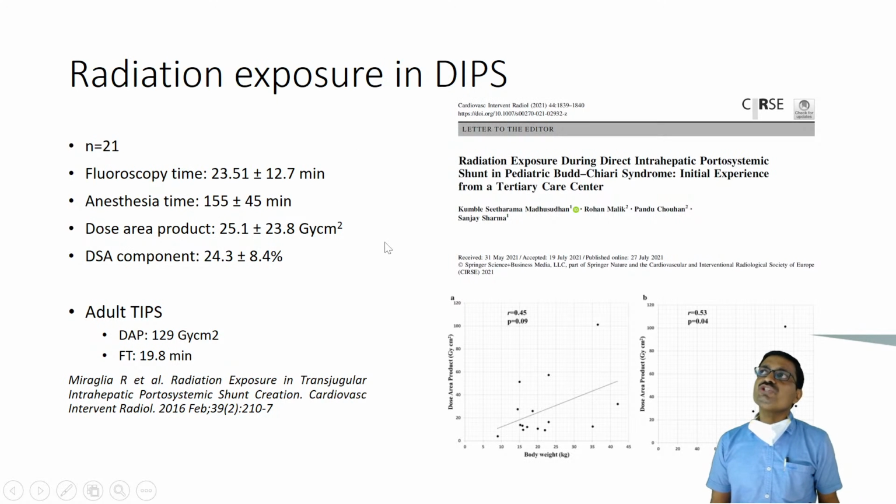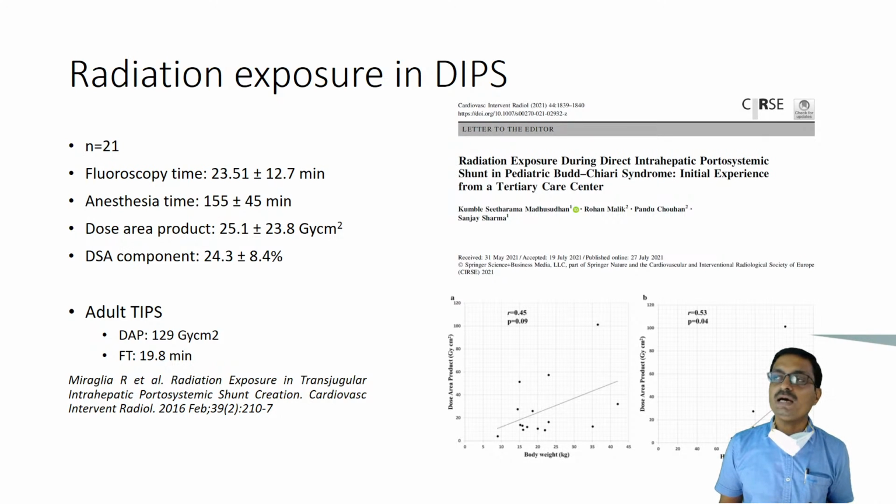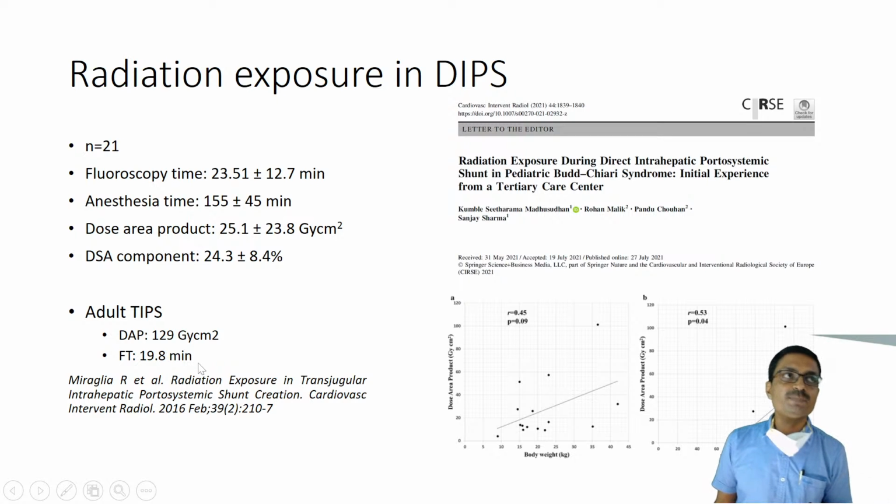Then radiation exposure in DIPS. We wanted to evaluate how much radiation is involved, because DIPS is a radiation-intensive procedure. It takes a longer time to puncture the portal vein from the IVC, so we published this as well. We calculated that in our study of 21 patients, the average fluoroscopy time was 23 minutes, and the dose area product, which reflects the amount of radiation given to the child, was less compared to an adult radiation exposure paper that came out recently in 2016, which showed that the adult DAP was 129 and the fluoro time, although less, was for TIPS, not for DIPS.